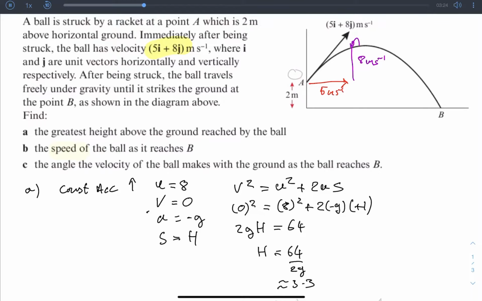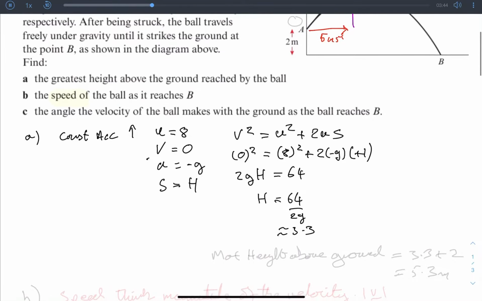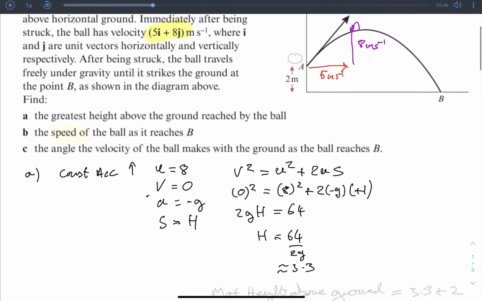So now what do we have? The greatest height above the ground reached by the ball. As usual, we must read the question back, having got our answer, because so easily we get distracted by that little bit of mathematics. And here's the greatest height above the ground reached by the ball. So max height above the ground, we need to add on the 2 meters from the diagram.